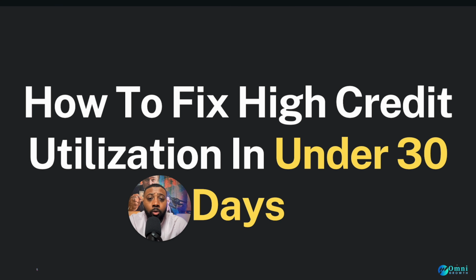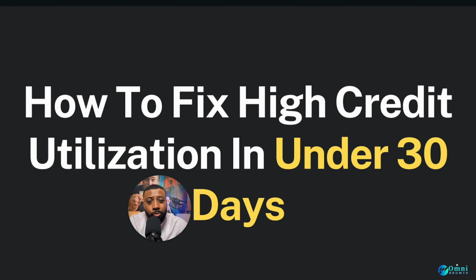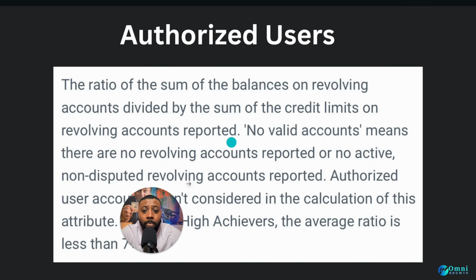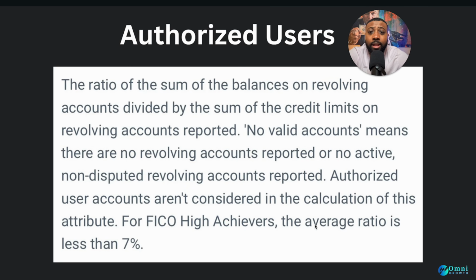All right, we are at my computer, and the topic today is going to be how to fix high credit utilization in under 30 days. And the first thing I want to go over is what doesn't work anymore. Authorized users. This is something that people commonly still think is a viable method. And sometimes they'll buy trade lines hoping to get a 25-30K trade line on their credit profile to bring down their utilization, and that's just not the case anymore.